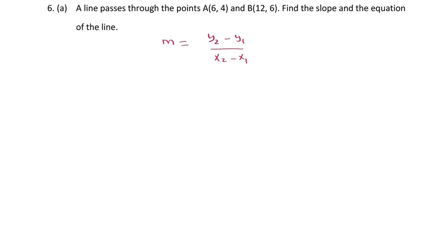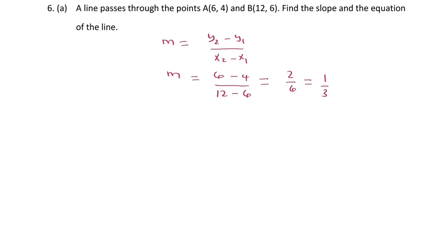From the information in our question, x1 is 6, y1 is 4, x2 is 12, and y2 is 6. Now let us substitute these values into our equation. We are having slope equals 6 minus 4 over 12 minus 6, of which, solving this, we are having 2 over 6, which, solving further, we are getting 1 over 3.